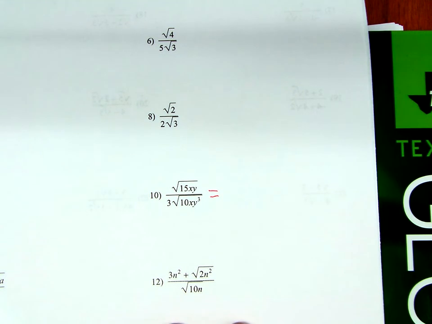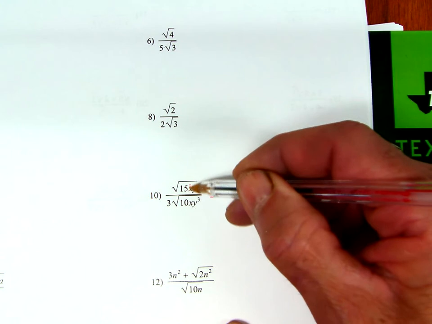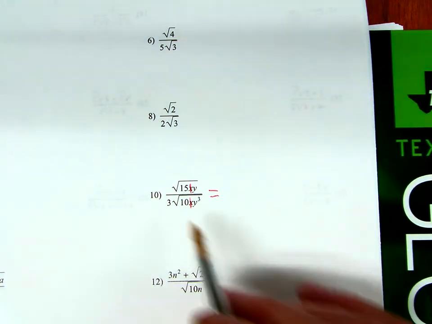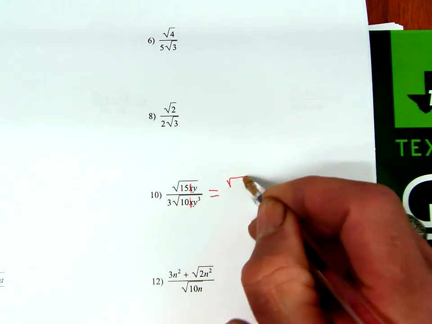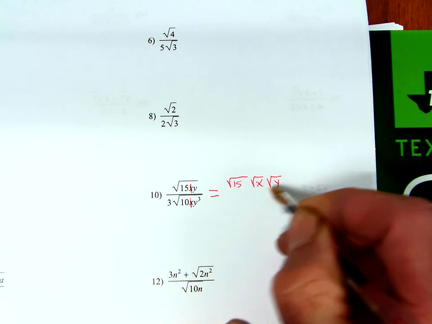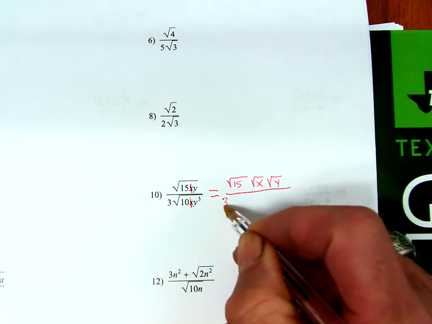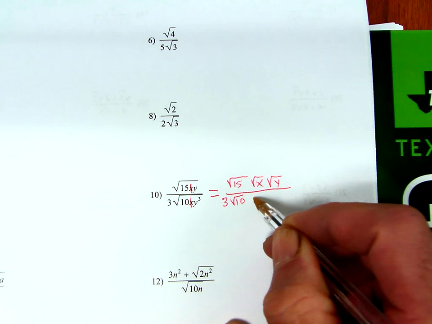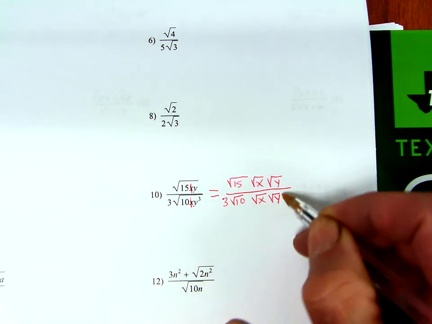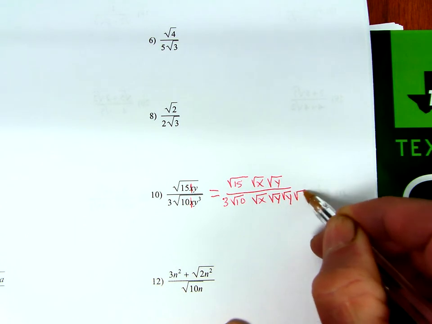Once you get the hang of these, you begin to find shortcuts that you can do right from the start. For example, we have an x here and an x there. Those went away because I could split this up as square root 15 times square root x times square root y over 3 square root 10 over square root x over square root y.